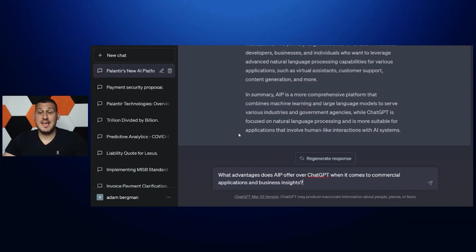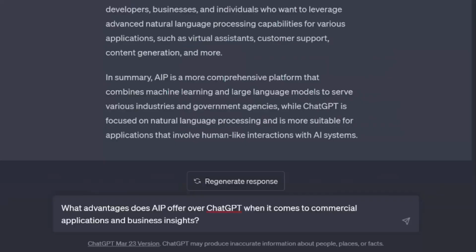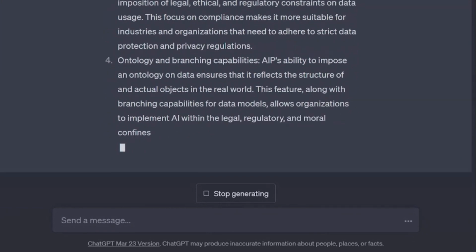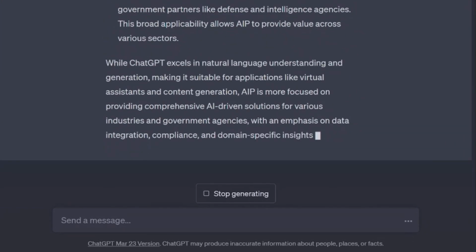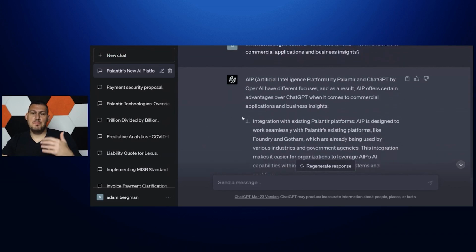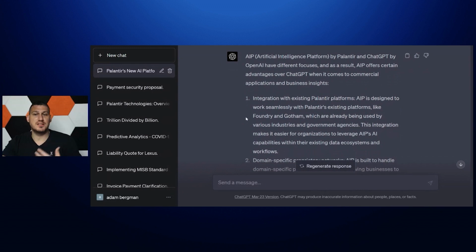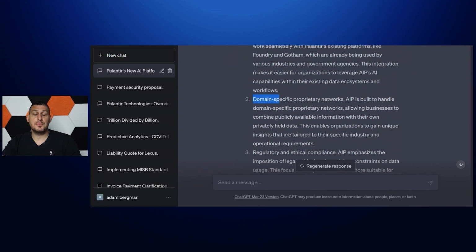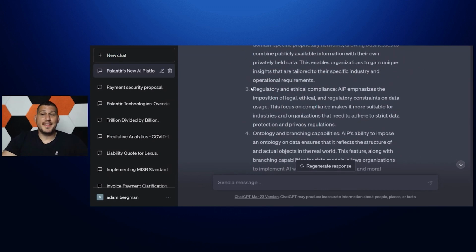What advantages does AIP have over ChatGPT when it comes to commercial applications and business insights? All right, this is pretty amazing. So it's going to give you a bunch of different information. AIP by Palantir and ChatGPT by OpenAI have different focuses, and as a result, AIP offers certain advantages over ChatGPT when it comes to commercial applications and business insights. Integration with existing Palantir platforms, domain-specific proprietary networks, regulatory and ethical compliance.